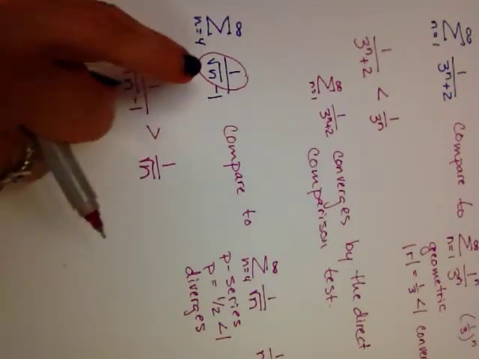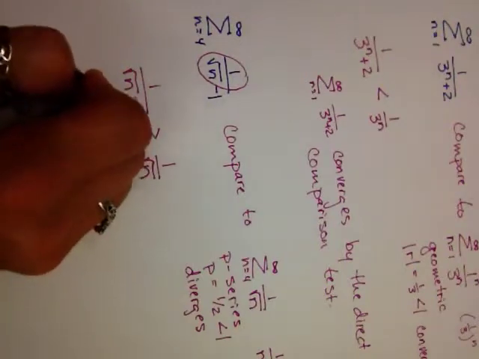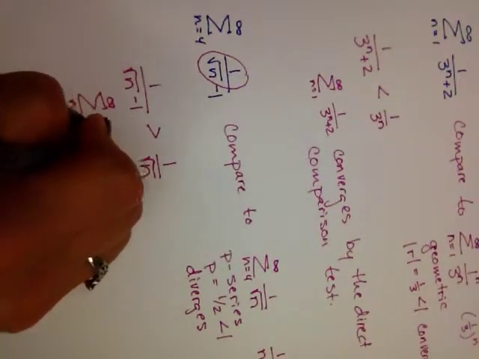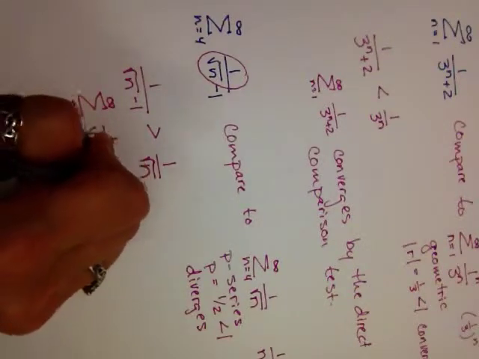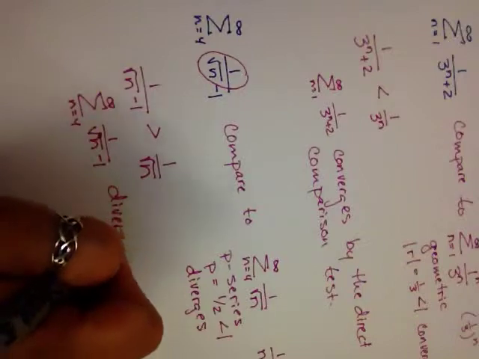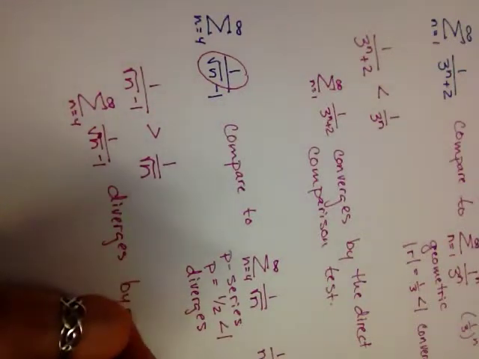That works. So I know that this series, the series from n equals 4 to infinity of 1 over the square root of n minus 1 diverges by the direct comparison test.